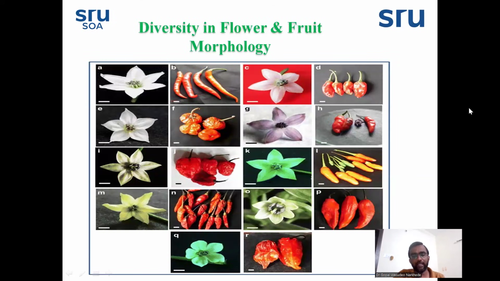So in this slide also you can see variation in flower color, fruit shape, fruit size. That whole variation you can see clearly. Some flowers are purple, some white, yellowish flowers are there. Anthers also yellowish to purple color anthers are there. So here you can see proper flower and fruit variation available in capsicum.